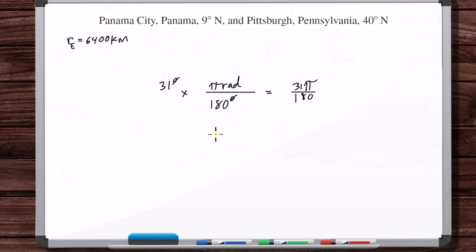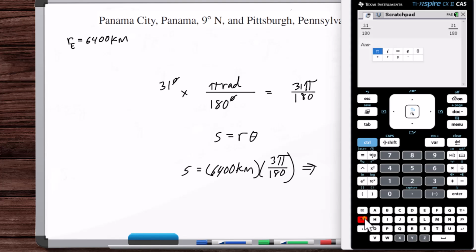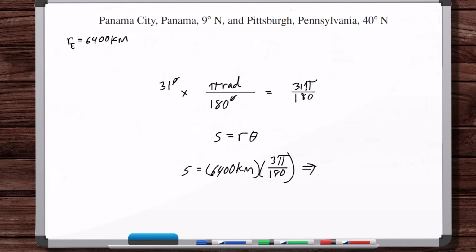Okay, so what's the arc length formula? S is equal to R theta. That's it. Very simple. So the distance between the two cities, the north-south distance, is 6,400 kilometers times this, which is unitless. So times pi times 6,400, so this is going to be in kilometers. 3,463 kilometers.